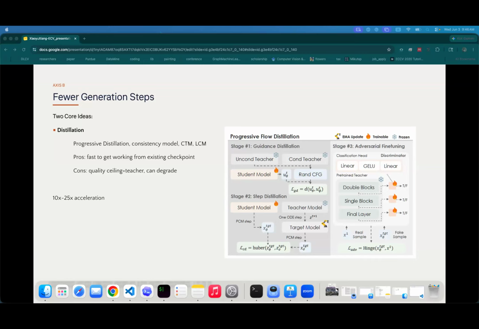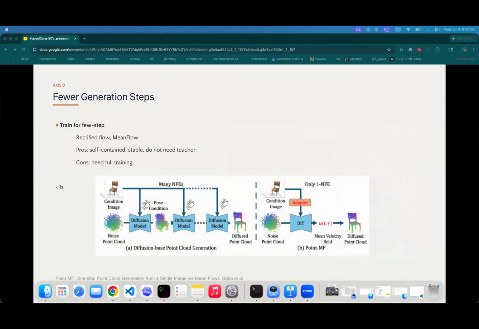And the downside is that the student is limited by the teacher and the quality can degrade if the distillation is too aggressive. In practice, we can happily say that it can give 10 to 25 times acceleration. Well, it's huge, but it's not free. The failure mode is often over-smoothing or loss of fine-grained details if not done carefully.